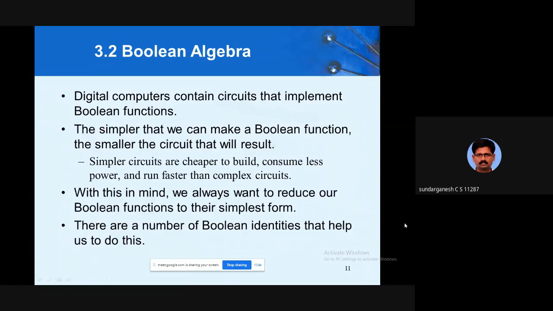Digital computers will implement this Boolean function using circuits. If we implement a simple Boolean expression, meaning a simple Boolean function, the circuit is also simple. Simpler circuits are easier to build, consume less power, and run faster when compared to complex circuits. With this in mind, we have to reduce our Boolean functions to the simplest form. There are a number of Boolean identities that help us to do this.